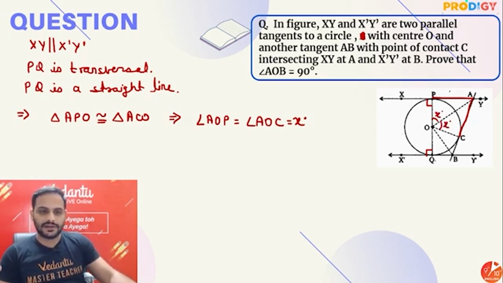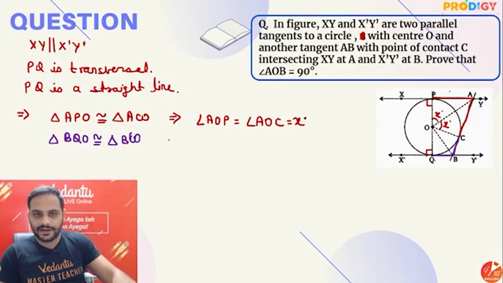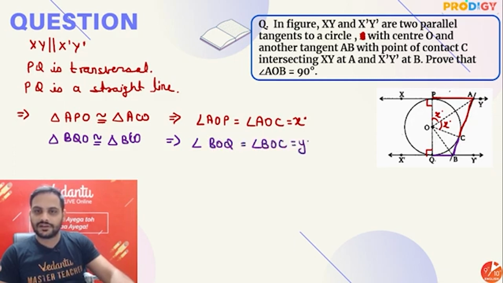Okay, similarly, if I move ahead, from B, it looks like BQ and BC are two tangents. So now I can say triangle BQO is congruent to triangle BCO. Obviously, these two triangles are going to be congruent, and if they are congruent, angle BOQ is equal to angle BOC. Let's say these two angles are y degrees, and here also y degrees.